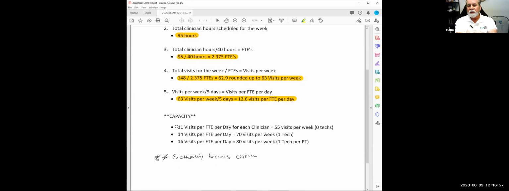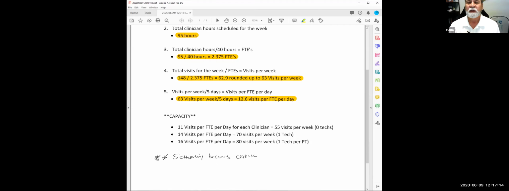So let's talk about that a little bit. Is that 12.6 visits per shift? No, we're talking an 8-hour day. So that is the basis of this, that we're talking about an 8-hour day.